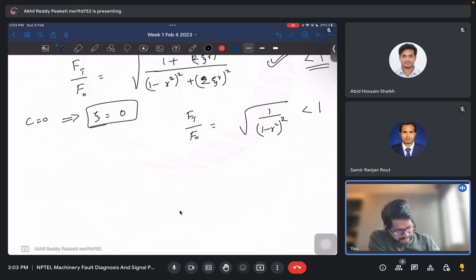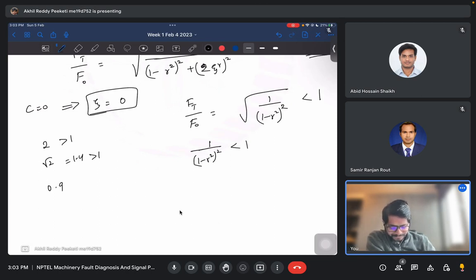If you want the square root of something to be less than 1, that something should be less than 1. Because let's say if you take 2, the square root of 2 is 1.4. So 2 is greater than 1 and the square root of 2 is greater than 1. But if you take, let's say, something simpler, 0.09, what is the square root of 0.09? It's 0.3, right? So both are less than 1. So if you want the square root of something to be less than 1, then that should also be less than 1.